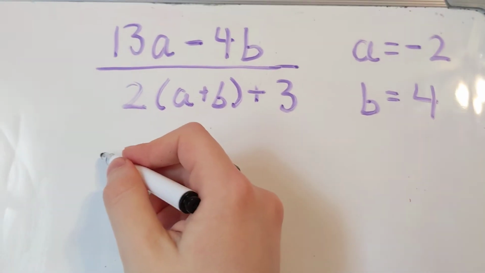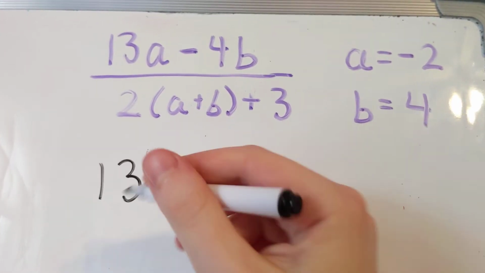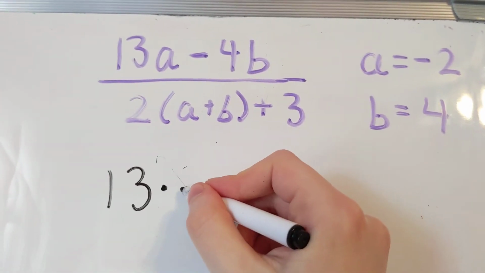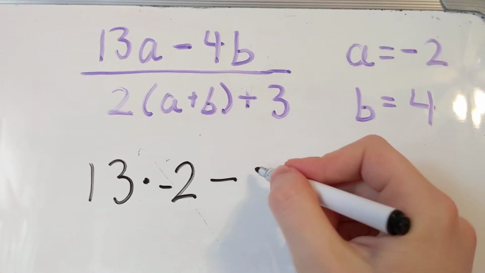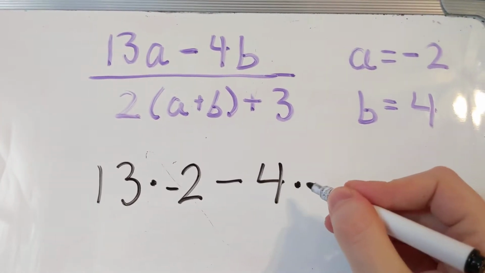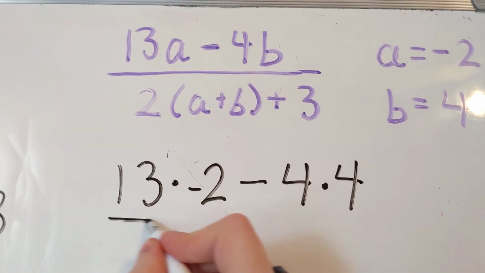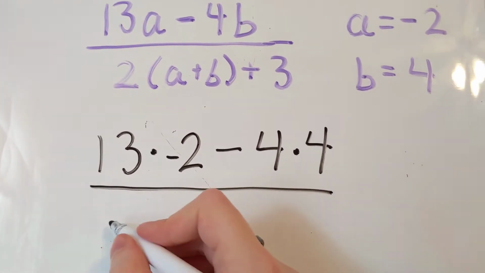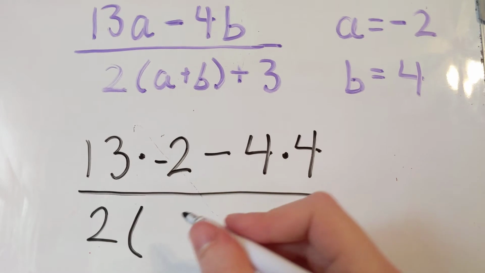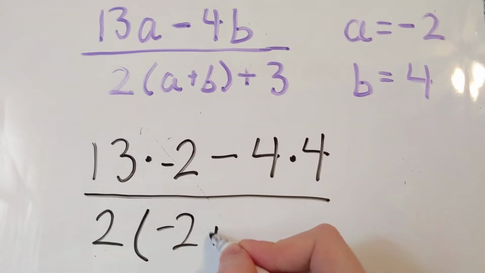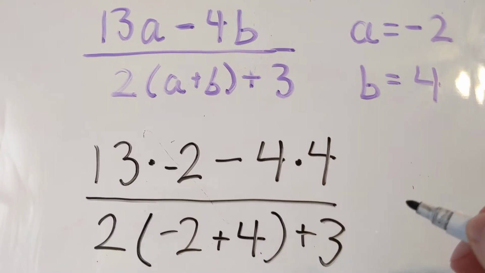So we're going to write our 13, instead of a is negative 2, so we're going to write times negative 2. Then we have minus 4 times b, and b is 4, so 4 times 4. Our denominator is 2, and then in the parentheses, a plus b. So a is negative 2, plus b is 4, and then plus 3.